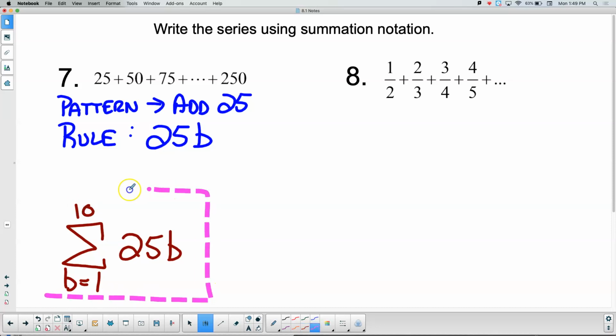Again, these are things that you should be making sure of every single time. Your rule has to fit your pattern. Okay? Plug in certain numbers to get the pattern. Okay?